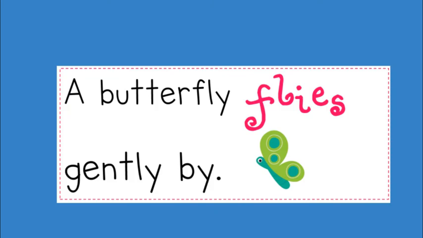So in these sentences, one of the words is written in a different font. It sort of gives us the mood of the sentence or tells us how we should read this sentence. So in this first one, I see a butterfly. It looks very gentle. The word flies is written in a little curly Q kind of way. So I could read this sentence like, a butterfly flies gently by.